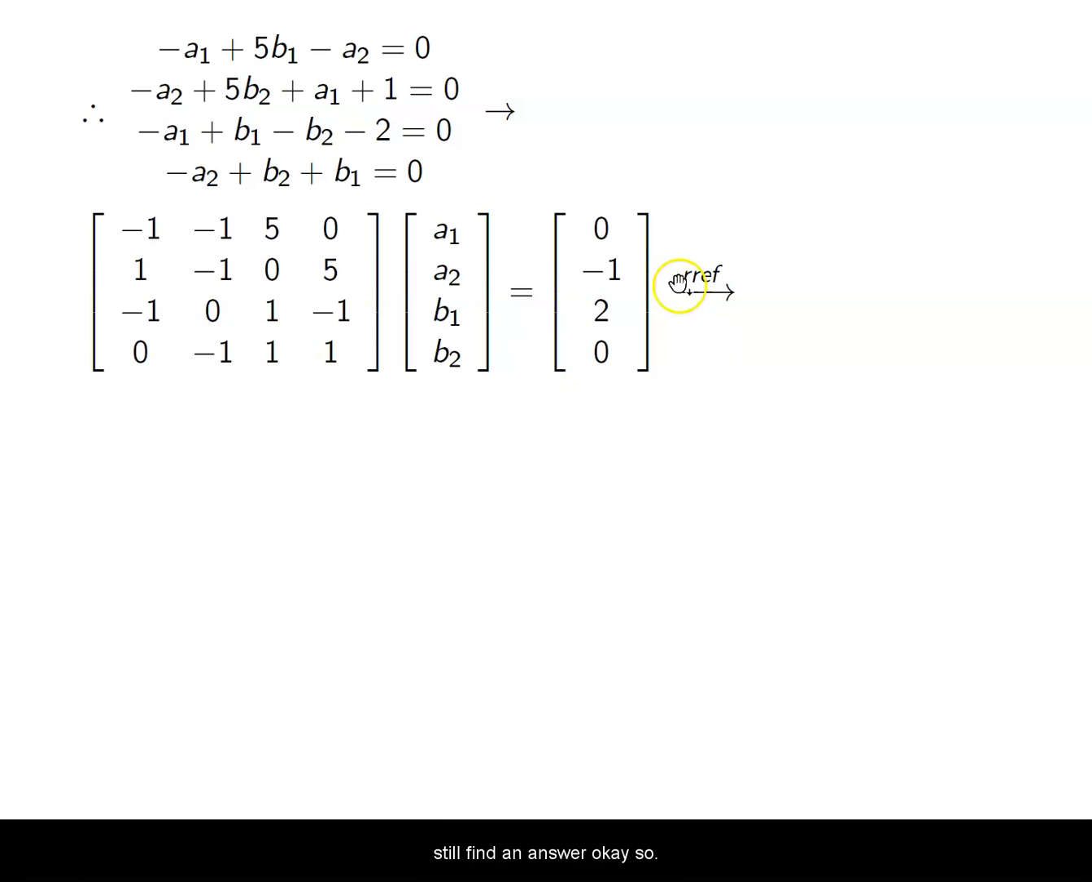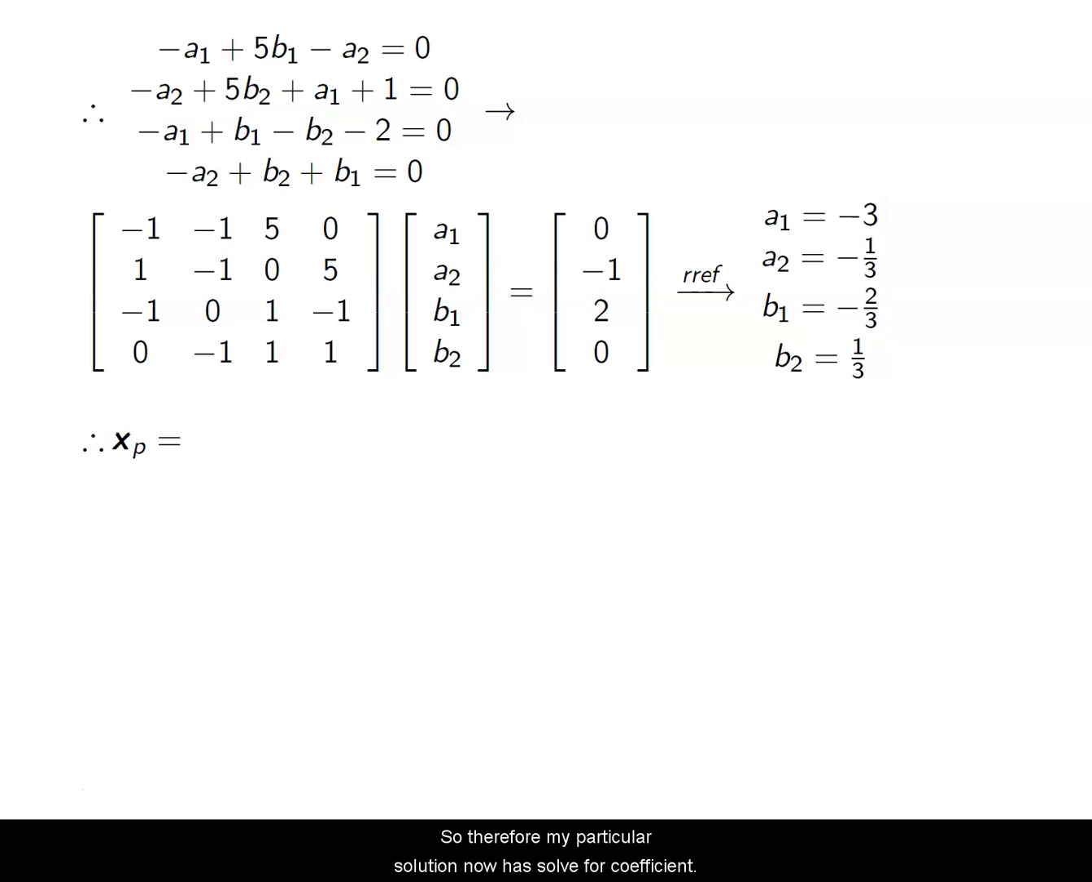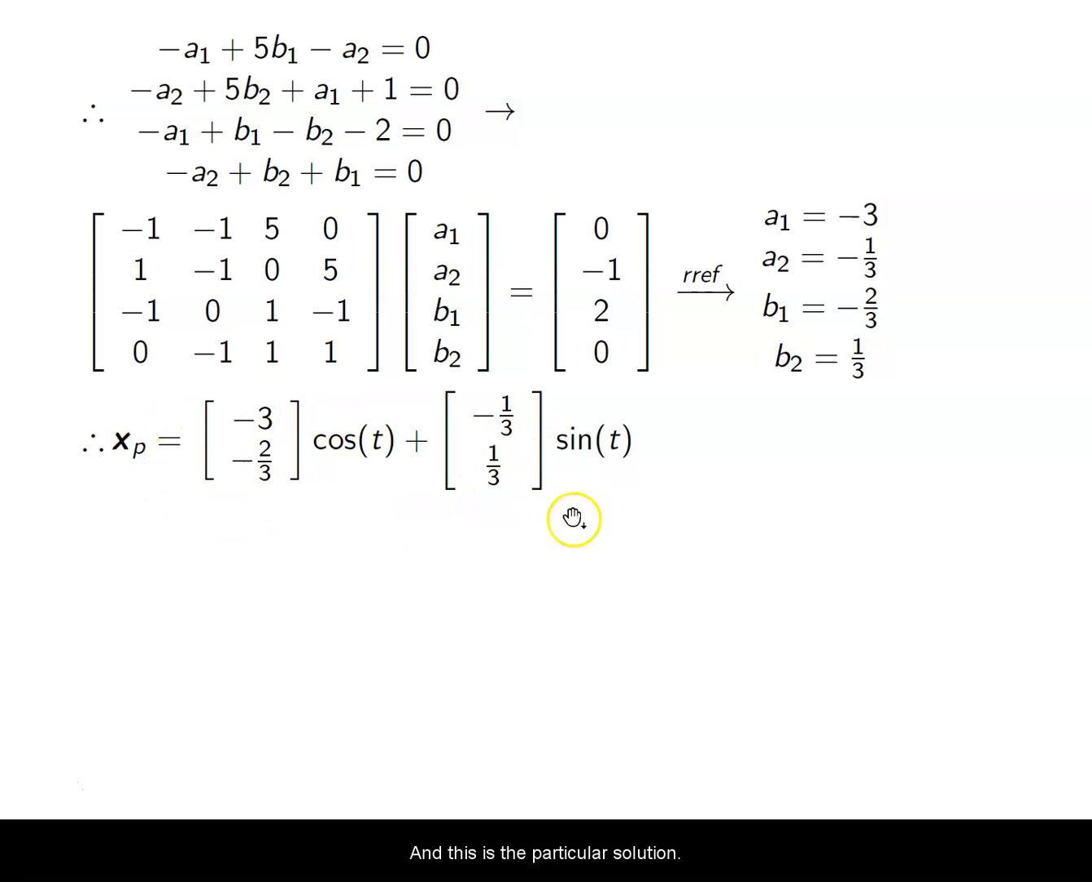Okay, so here I'm going to do reduced row echelon form. So I'm putting this in here with those little dot dashes. That would be my setup. When I reduce this, I should get the answer that a1 is negative 3, a2 is negative 1/3, b1 is negative 2/3, and b2 is 1/3. Therefore my particular solution now has solved-for coefficients, and this is the particular solution for my system of equations.